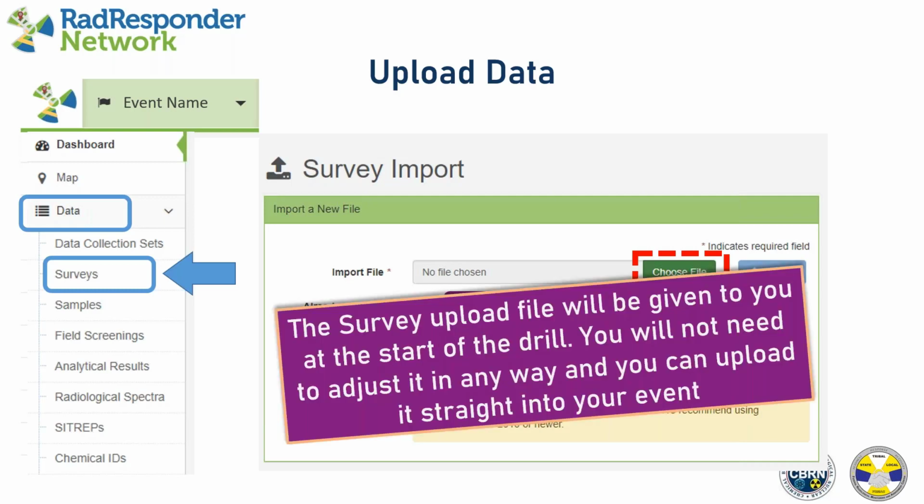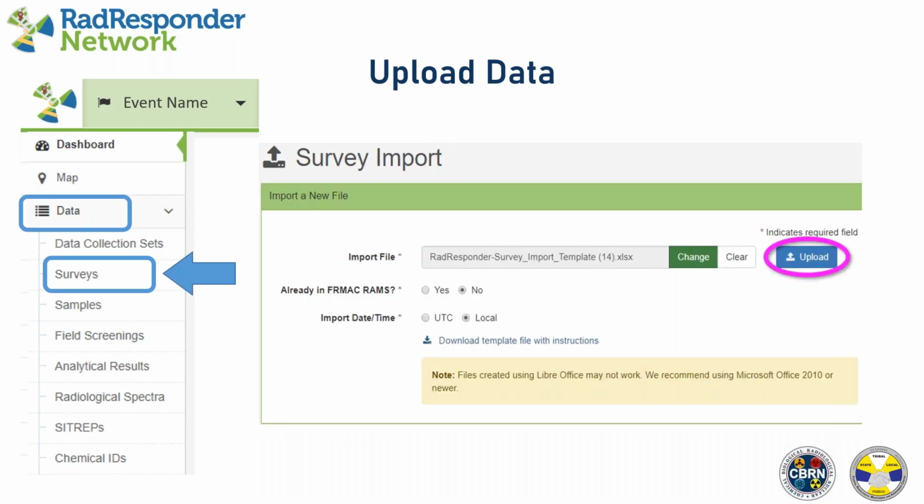So the survey file will be given to you at the start of the drill. So you won't need to even open it or look at it. You can just simply put it into RadResponder. So all my parameters are checked. So no for, is it already in Firmac RAMs? We want it in local, and this is the import template.